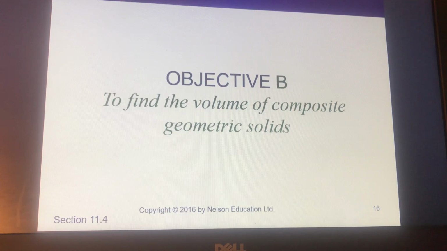Watch the next video for the composite geometric solid.